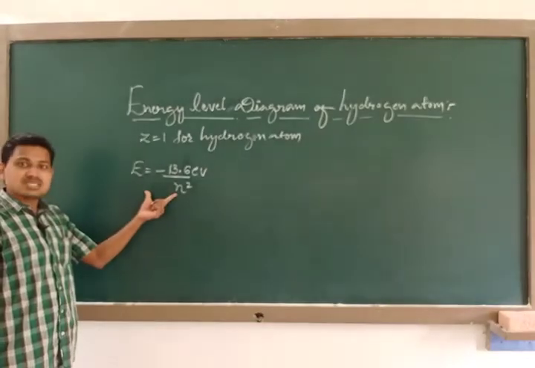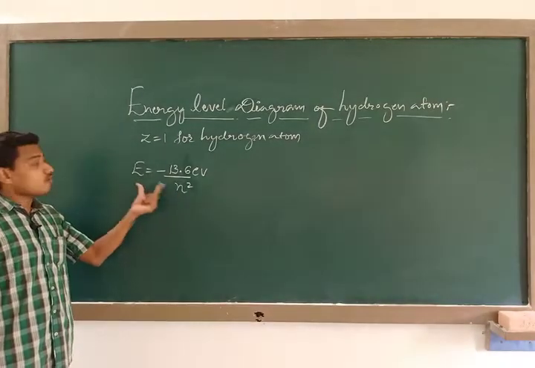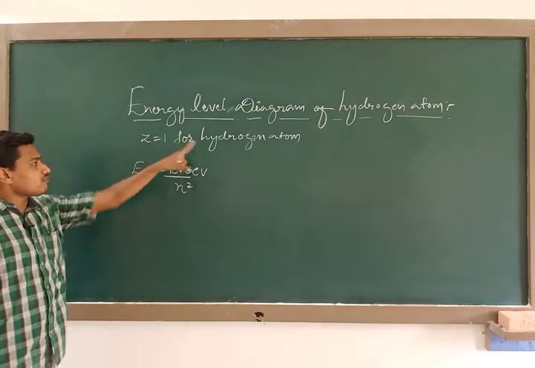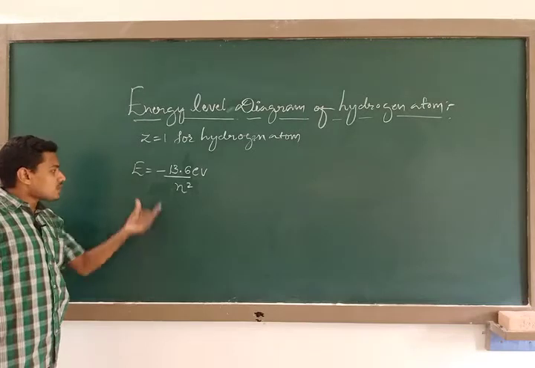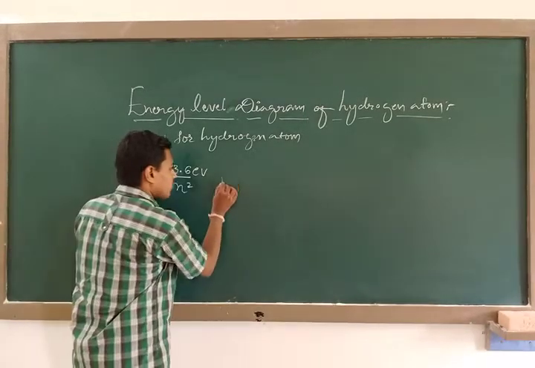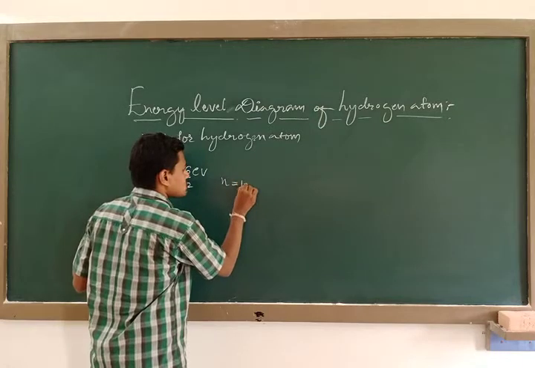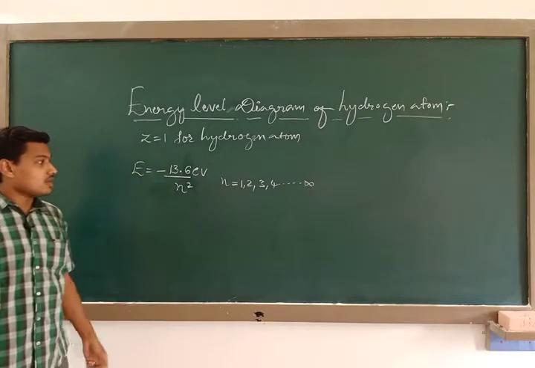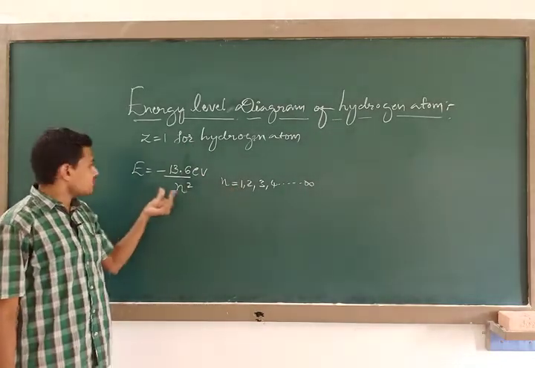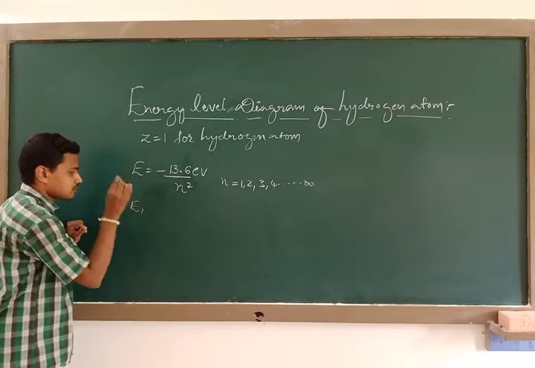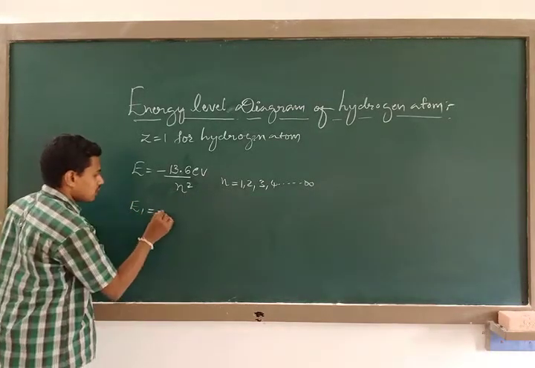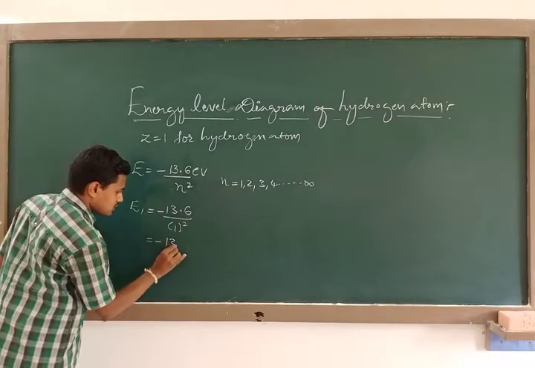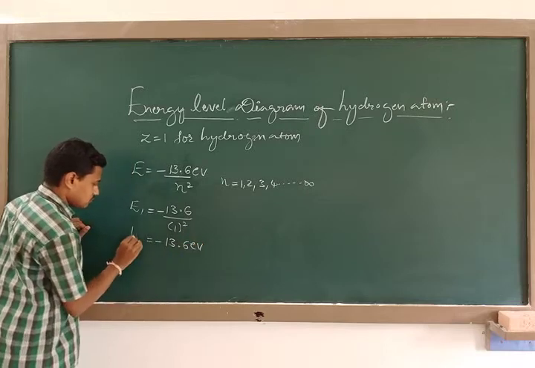This is the generalized equation for finding the total energy of the electron in the nth orbit of the hydrogen atom. Here n can have choices 1, 2, 3, 4, and so on up to infinity. If I take n equal to 1, that corresponds to the energy of the first orbit, E1. It becomes minus 13.6 divided by 1 square, so E1 is minus 13.6 electron volt.